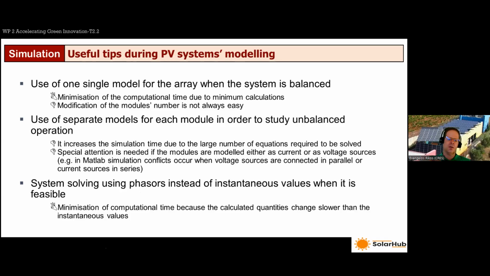Another thing, also inspired by the deployment of this simulation in MATLAB Simulink, is to avoid using instantaneous calculation values when it has to do with AC systems. Instead, one could solve the system using phasors, vectors of voltages and currents, instead of instantaneous sinusoidal waveforms. It takes a lot less time for the system to converge to the solution.